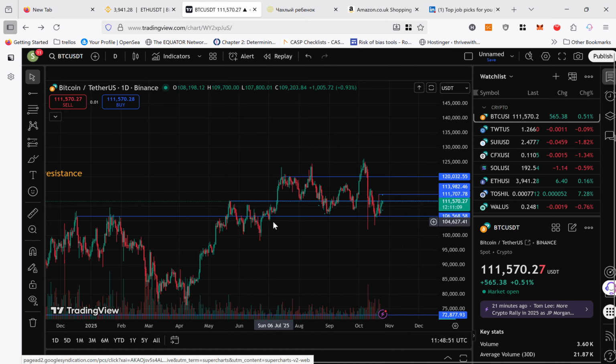Also important to see that every time it broke this level, it went and identified its highs. The following attempt to go up identified even higher highs, and then the next one higher highs. So there is a chance once they break these levels, there will be higher highs. So expect something above 125 and 126.